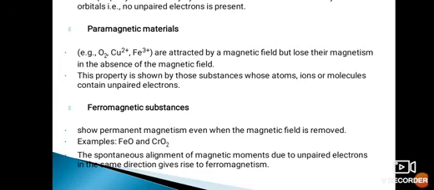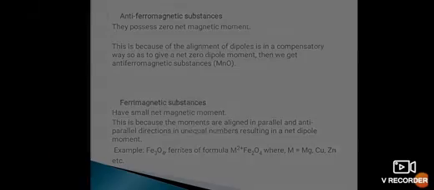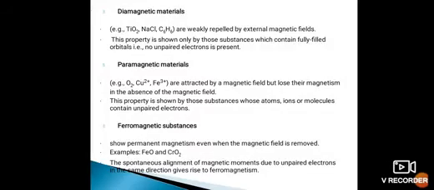Examples: FeO, CrO2, etc. The spontaneous alignment of magnetic moments due to unpaired electrons in the same direction gives rise to ferromagnetism. That means when the magnetic field is applied, their magnetic moments align in the same direction, not cancelling each other.